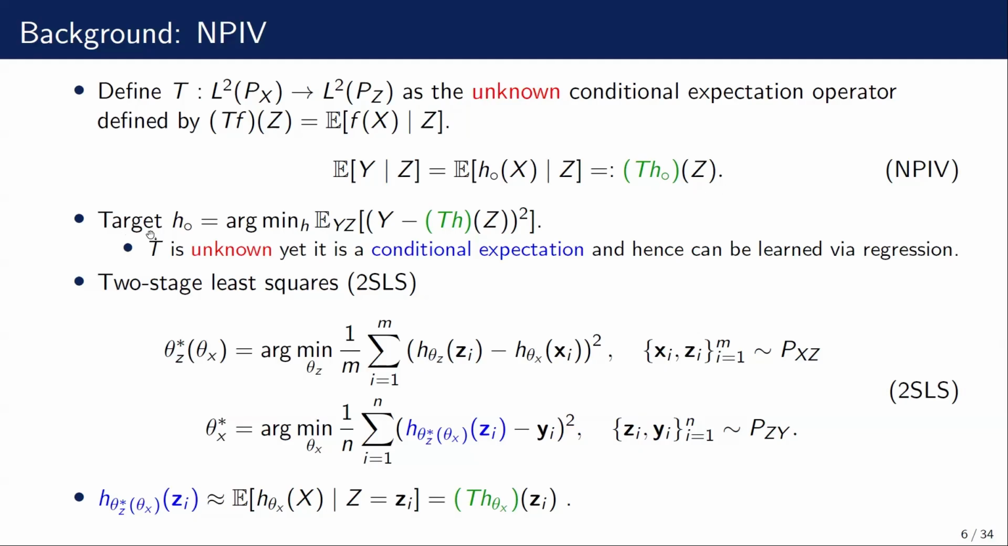So similar to nonparametric regression, where you solve least squares regression, here we solve this minimization problem where instead of having H here, we have TH here. The difficulty here is that although T is called a conditional expectation operator, it is actually unknown. We don't know the distribution in our model. We don't have data, so we don't know T. So how do we do this?